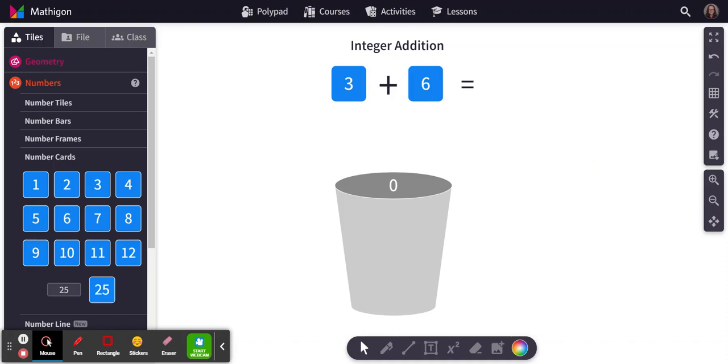Hi, we're going to look at some integer addition today. So integers means positive and negative numbers, and addition is addition. We're adding or plussing things together.